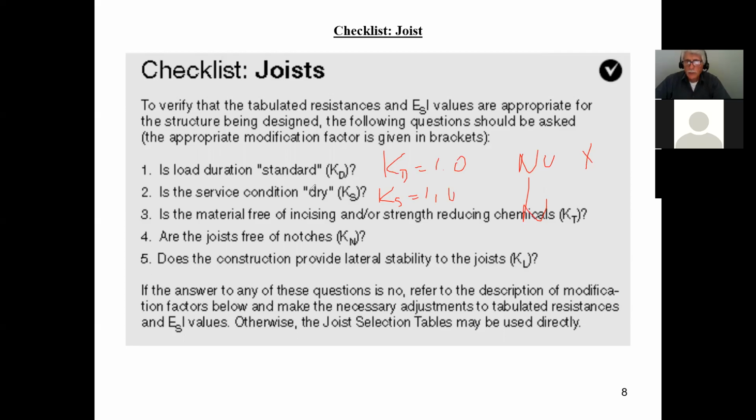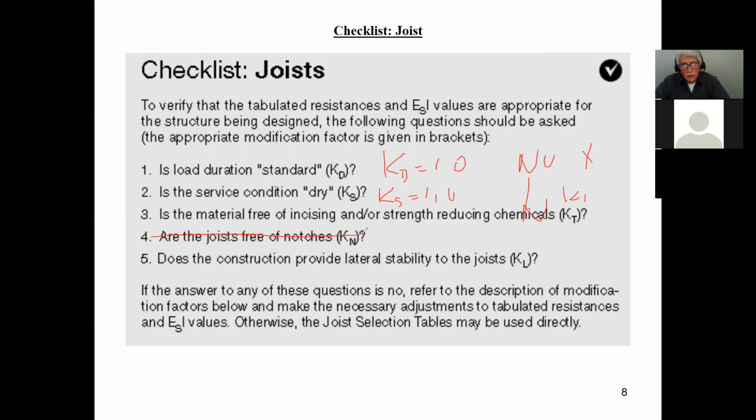You have to modify them. And then, is the material free of incision or strength? And is the material treated? And then it says, are there any notches? Like I said, I don't waste my time with notches. The chances that you're going to be doing notches one day, if ever, like I said, send me an email.